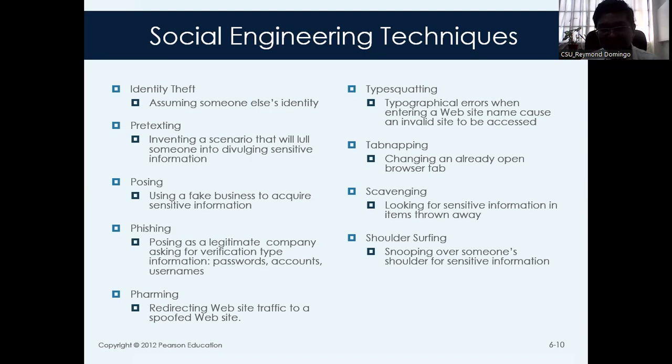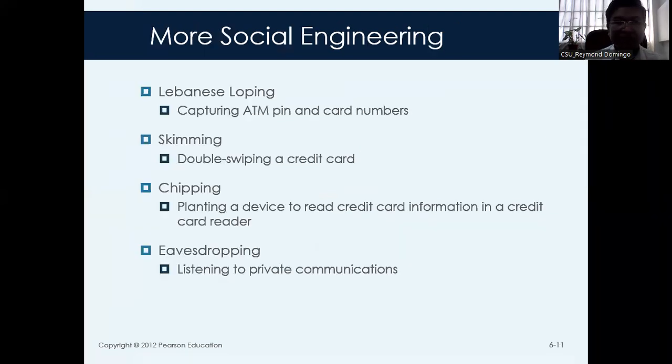Okay? Next, we have shoulder surfing. Shoulder surfing is snooping over someone's shoulder for sensitive information. Okay. So let's have more social engineering techniques. Okay, we have Lebanese looping. When we say Lebanese looping, it is capturing ATM PIN and card number. We have skimming, double swiping a credit card.